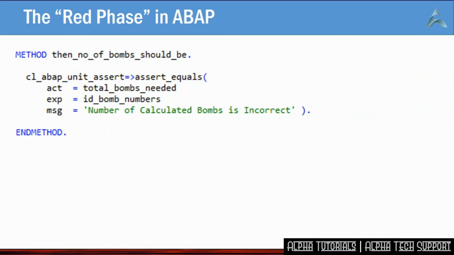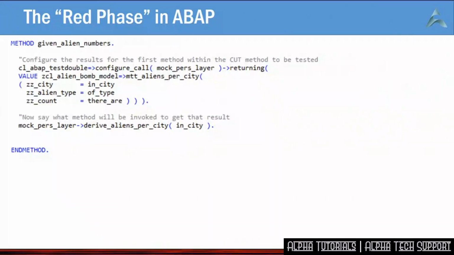Here we have the then method. As I said, everything's going backwards. We start off by saying the result should be. In the body of the test method, in our example, it's passed in 15. And that is what we want. We want to have 15 bombs. And if it's not, the unit test is going to stop with an error.